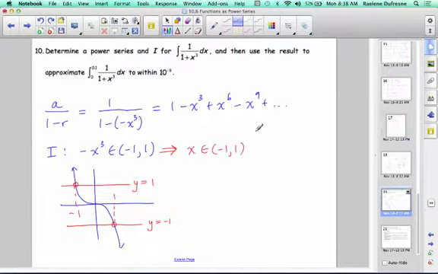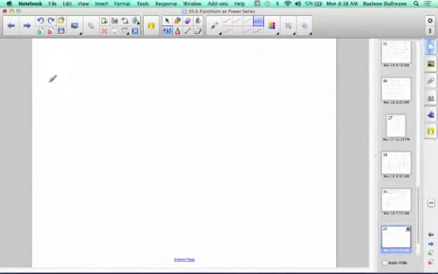Now we are ready to take the antiderivative of the power series and come up with the power series for the given function. Let's call this given function g of x. So therefore g of x is going to be the antiderivative, or the integral, of 1 minus x cubed plus x to the 6 minus x to the 9, etc.